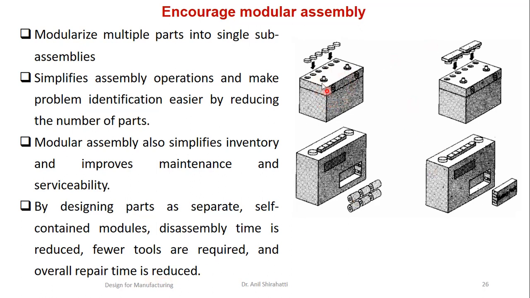Some battery is there. So you've got six, I can say caps, which should be fitted here. So instead of that, what they are doing is they have sub-assembled into three caps. So the overall assembly time will get reduced. Okay, even the inventory they maintain is reduced.